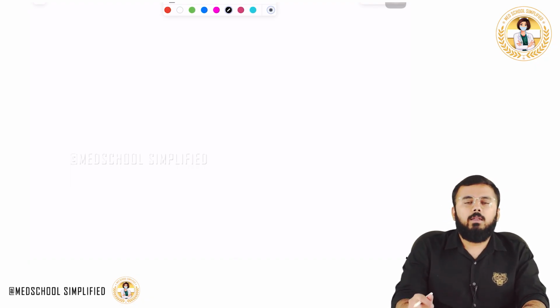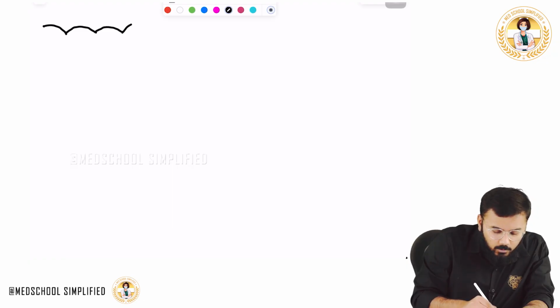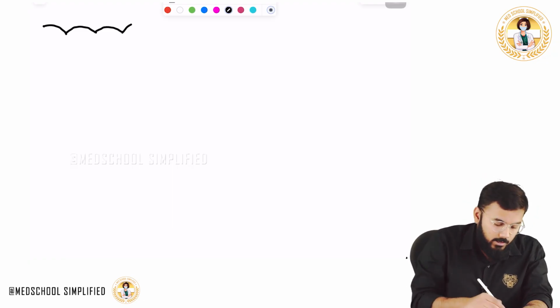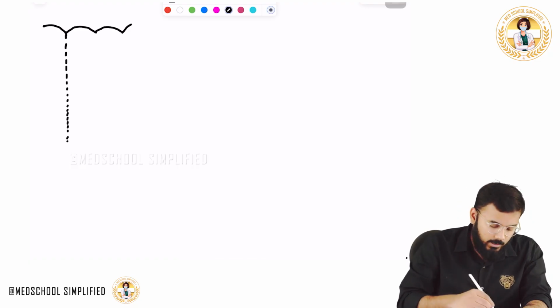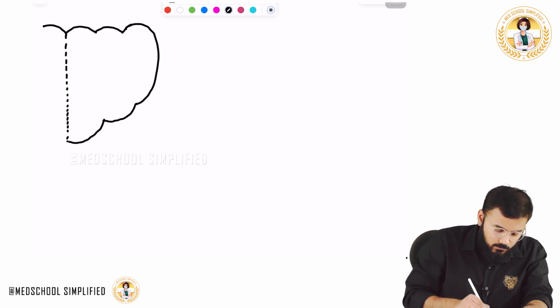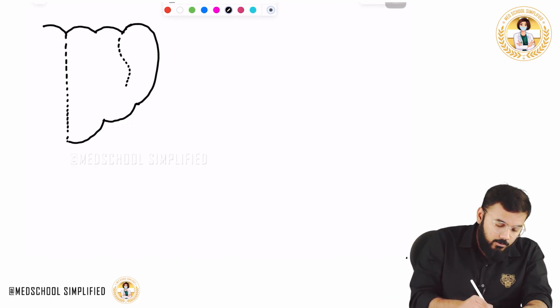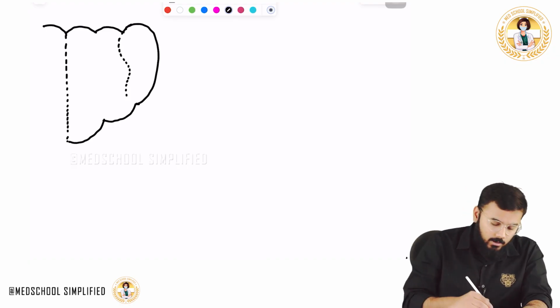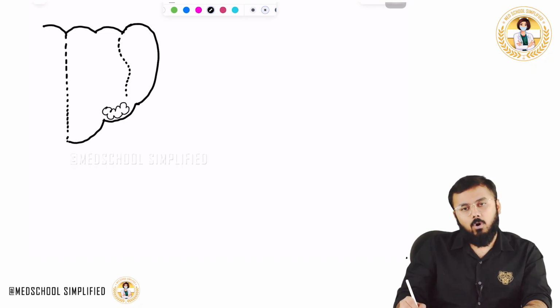First, let me draw these structures over here so that you will understand it better. Now, let me put a midline. I am only drawing one half of the medulla oblongata. This structure over here is the inferior surface of your medulla oblongata. Here you have one more important structure, which I am drawing right now, called your olives.